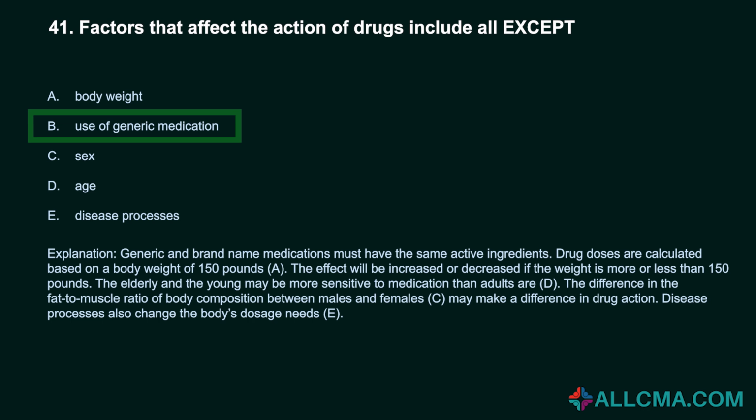A. The effect will be increased or decreased if the weight is more or less than 150 pounds. The elderly and the young may be more sensitive to medication than adults are. D. The difference in the fat-to-muscle ratio of body composition between males and females, C, may make a difference in drug action. Disease processes also change the body's dosage needs. E.